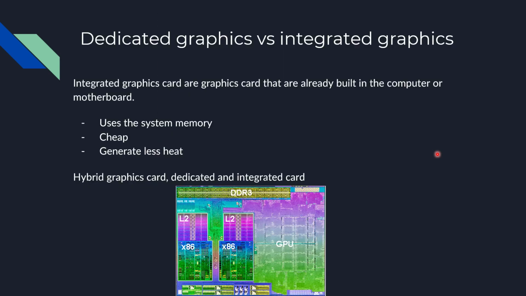So, what is the difference between dedicated graphics and integrated graphics? The integrated graphics cards are graphics cards that are already built into the computer or the motherboard. It basically uses the system memory, so it uses the memory of the motherboard, the RAM. And other than that, it's pretty cheap because you're paying for a two-in-one product. The GPU is already built in. Other than that, it also generates less heat.